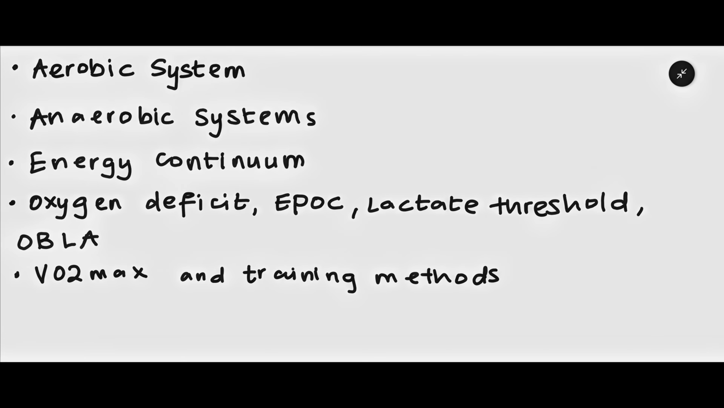VO2 max is a measure of maximum aerobic power. It can be explained using the Fick equation, which links it to cardiac output and the muscle's ability to extract oxygen. And finally, training methods like altitude training, HIIT, plyometrics, and SAQ can each improve different parts of energy system performance depending on the demands of the sport.